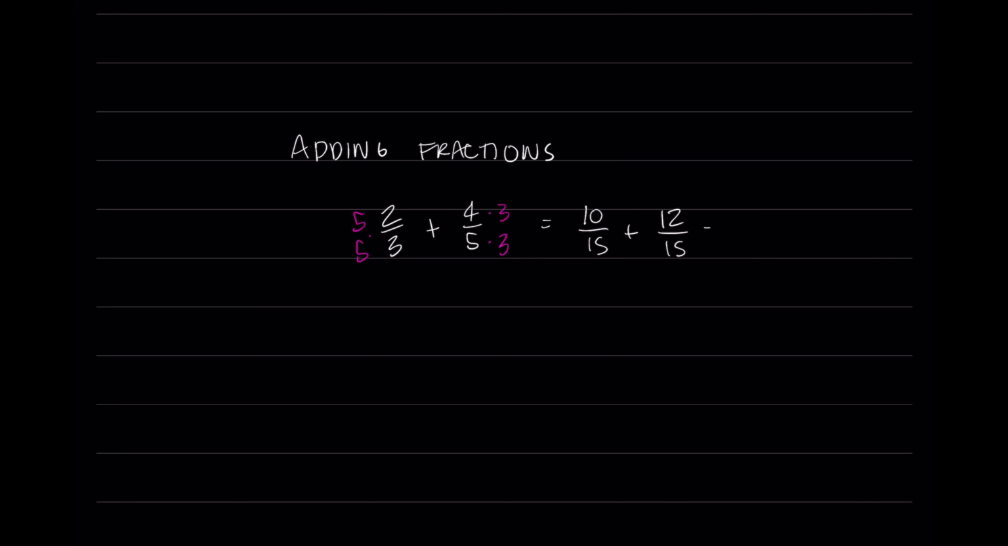And now we can add the numerators. If they have the same denominator, we can add the numerators, so it's 22 over 15. That's the only way we can add the numerators, if they have the same denominator. So if we did something else, let's say 1/2 minus 3/4.